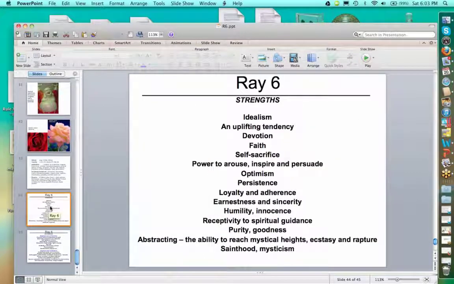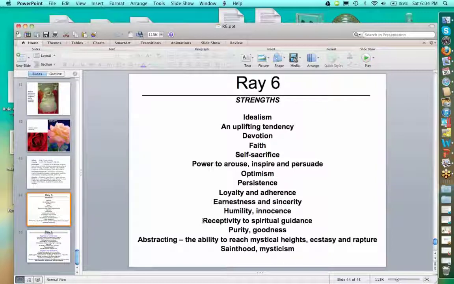Strengths, of course: the upliftment tendency, devotion of faith, self-sacrifice, power to arouse, inspire, and persuade, optimism, persistence, loyalty and adherence, earnestness and sincerity, humility, innocence. They can be very open and receptive to spiritual guidance. This is an interesting thing. They can hear voices like Joan of Arc.